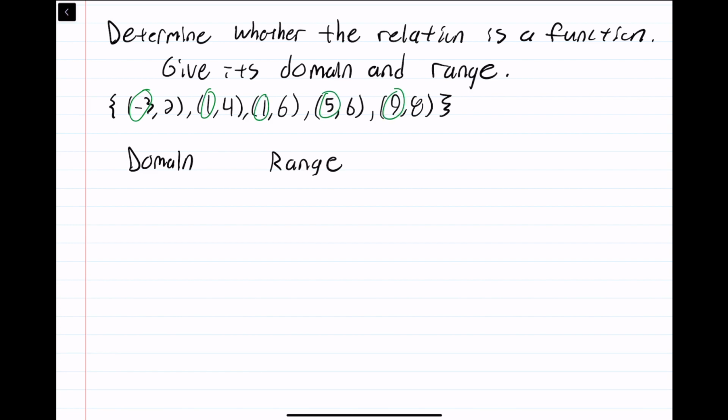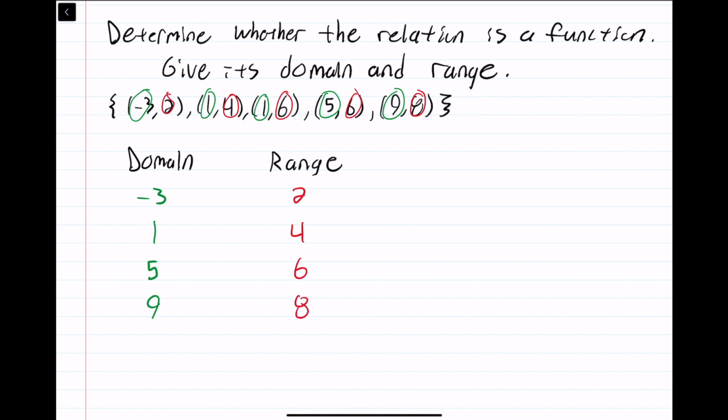So we have -3, 1. You don't have to write 1 more than once if it occurs more than once. So we have 5 and we have 9. And then the range is the second coordinates. So 2, 4, 6, 6 again, and 8. So we have 2, 4, 6, and 8.